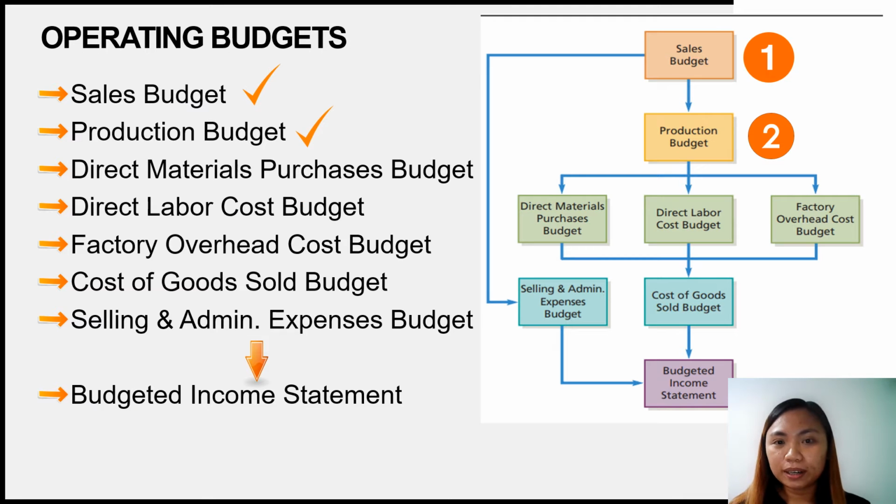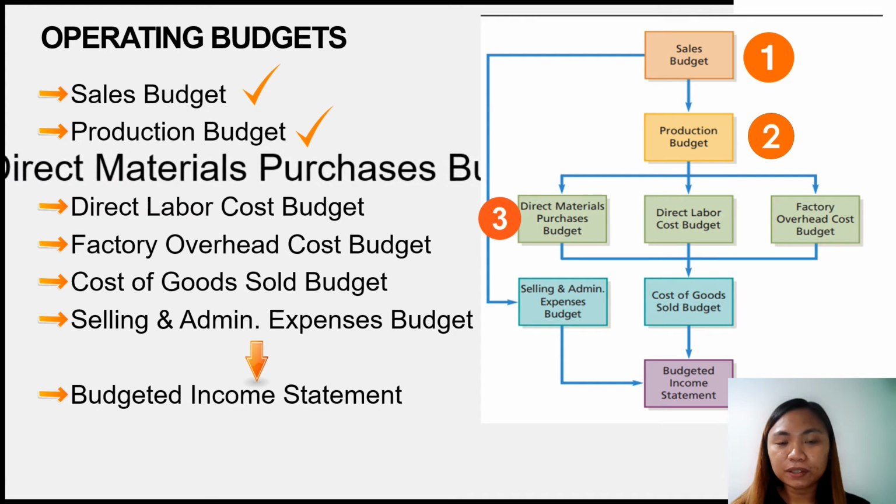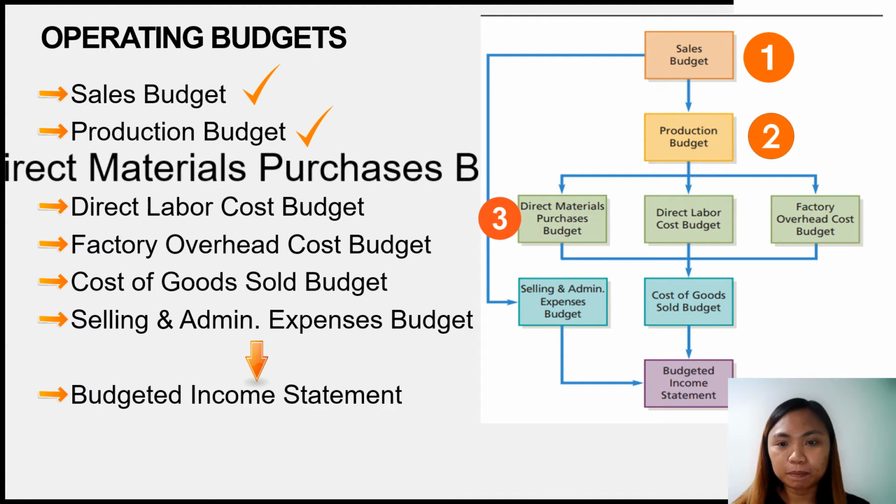Now we are done with the computation of the production budget. After that would be the computation of the direct materials purchases budget. The production budget is needed for the computation of the direct materials purchases budget.